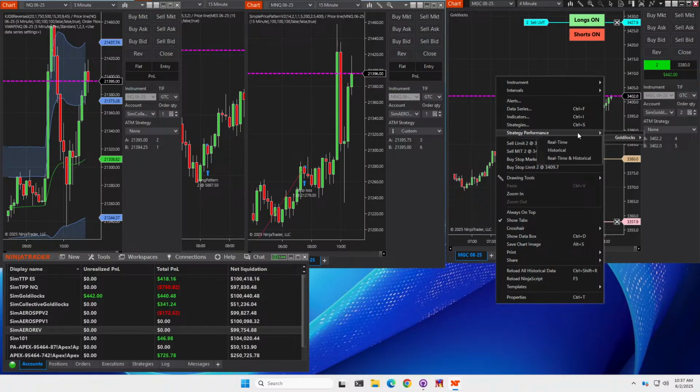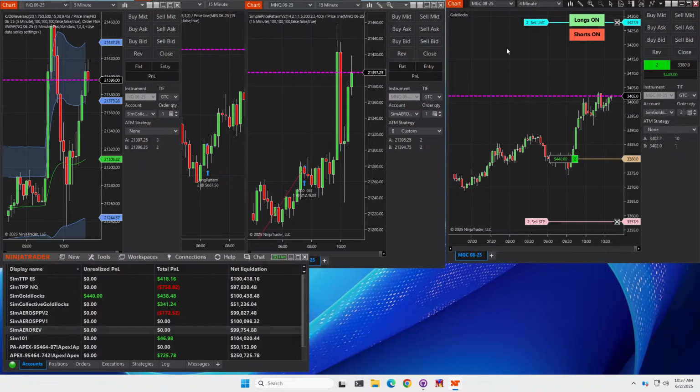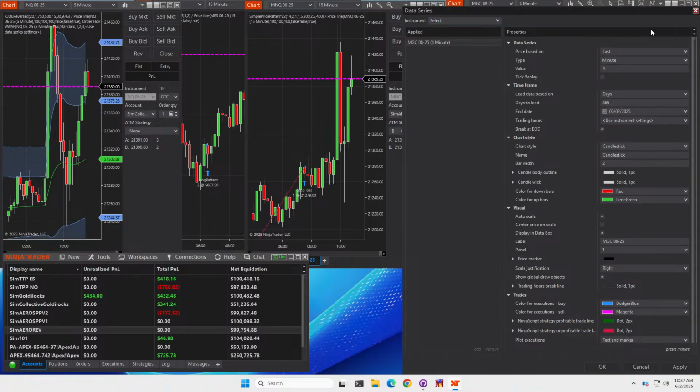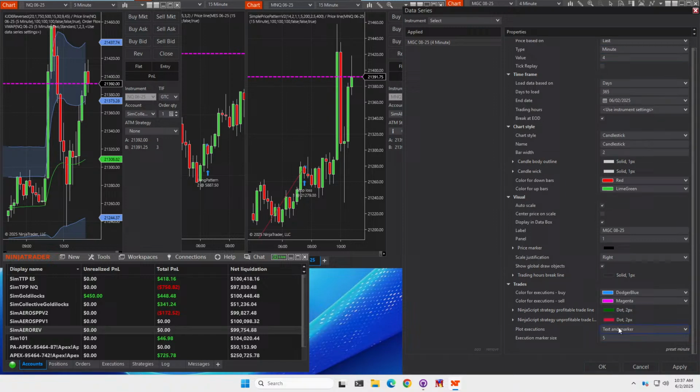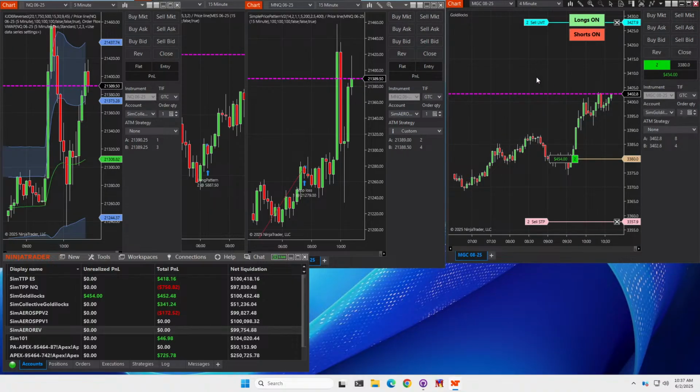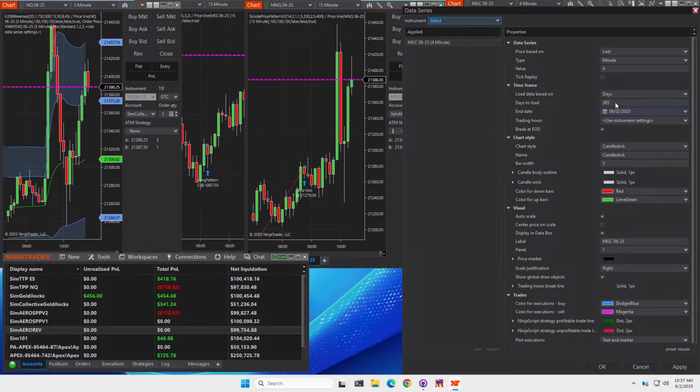Let me just show you the last year. There's a bunch of shortcut keys you should know if you're using NinjaTrader. Control F loads the data series. So if you want to change it to like a 5-minute bar or whatever, or turn the text markers on and off, or the number of days, that's a good one to know. Right now I've got a year loaded.